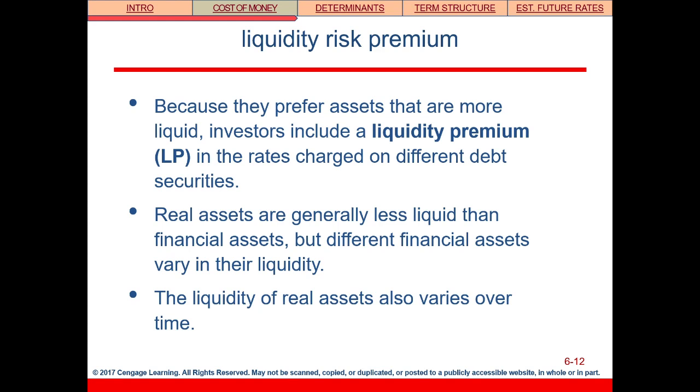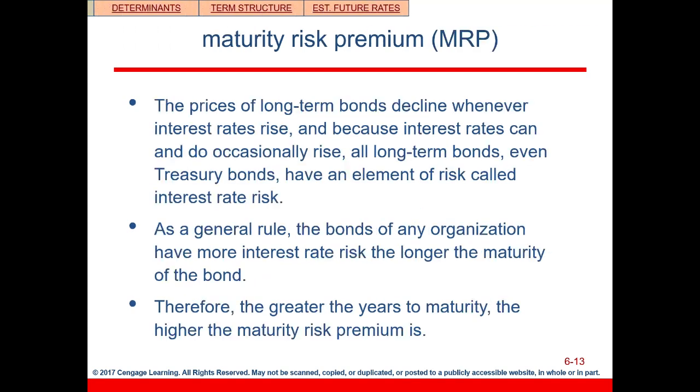And the liquidity of real assets also varies over time, right? When the housing market is booming, then it's relatively easy to sell a house. But if, like right now, the interest rate is very high, then it's relatively harder to sell the house. So even for real assets, liquidity is different, and it can vary over time.